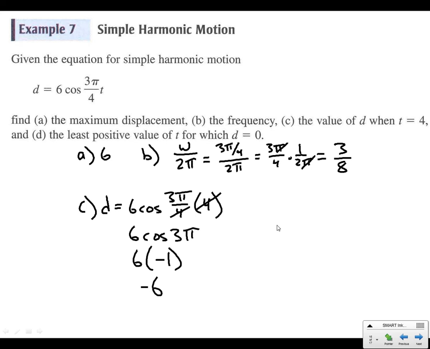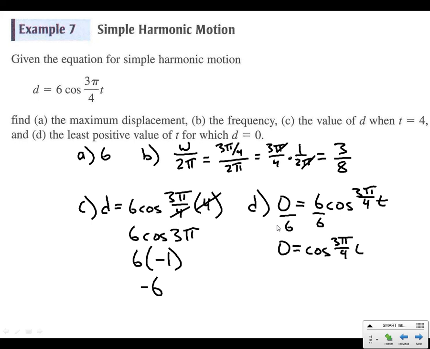All right, lastly, let's find the least positive value for t for which d is 0. So we're going to make d 0 and solve for t. All right, we can divide by 6 right off the bat and just clean that up a little bit. That's still 0 equals cosine of 3 pi over 4 t. And on this one, we would want to get rid of the cosine by putting an inverse cosine on both sides. So now we have the inverse cosine of 0 equals 3 pi over 4 t.